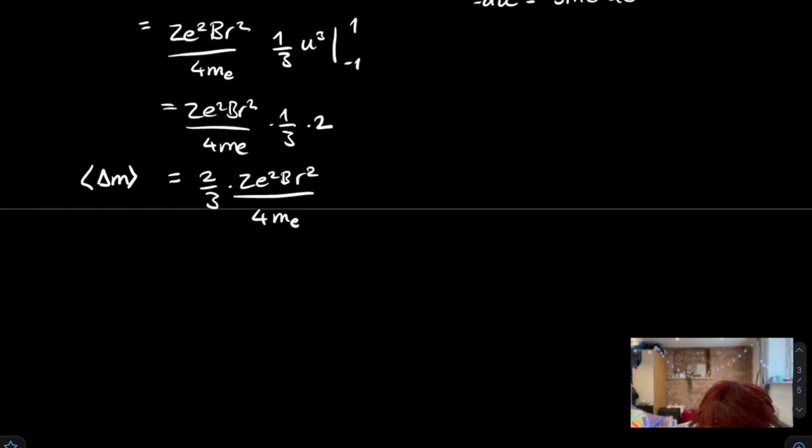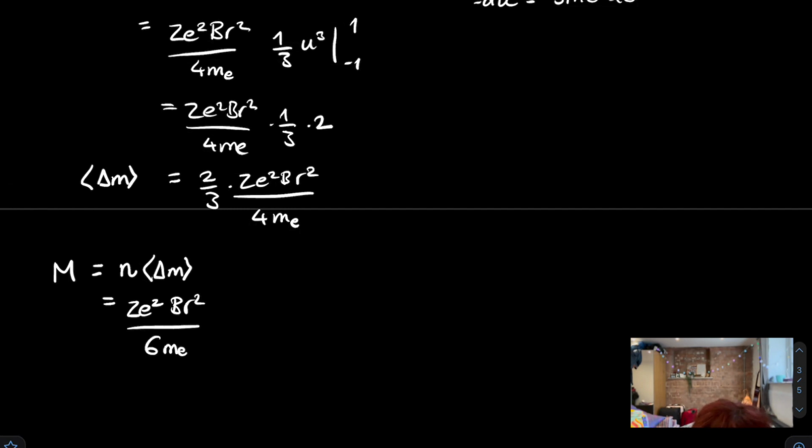And so what we can say is that the magnetization is simply equal to the number of atoms per unit volume multiplied by this average magnetic moment right here, because of course we've averaged it out, and so we therefore can just simply multiply this by the number of atoms per unit volume, and then we will have the macroscopic magnetization. And so this is equal to 2/3 of this, which just gives this a factor of 6 rather than 4. So this is just going to be Ze squared times Br squared divided by 6me times this N right here.